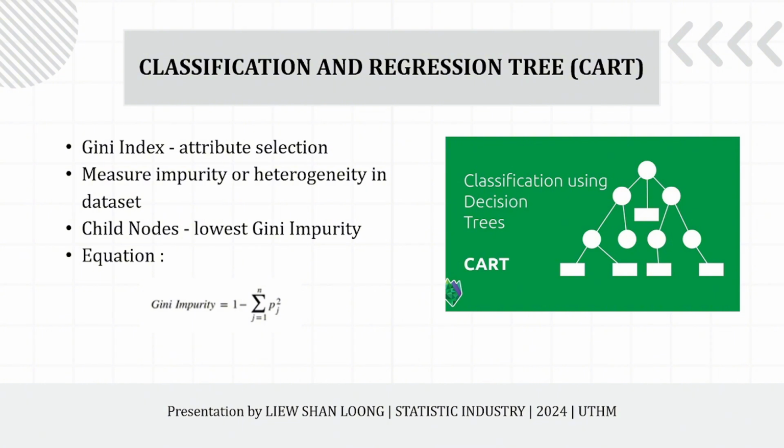CRT, unlike other decision trees, uses the Gini index for attribute selection. The Gini index measures the impurity or heterogeneity in a dataset. During the tree construction, CRT assesses multiple splits and chooses the one minimizing Gini impurity in the resulting child nodes. And this is the formula for calculating the Gini impurity.